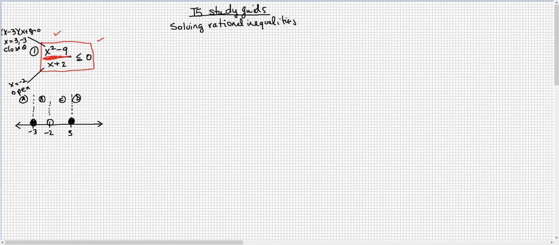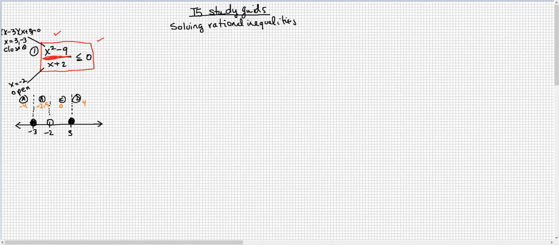What's the number to the left of negative 3? Well, negative 4. What's the number between negative 3 and negative 2? Well, negative 2.5. Number between negative 2 and 3, 0. And number greater than 3, well then 4.